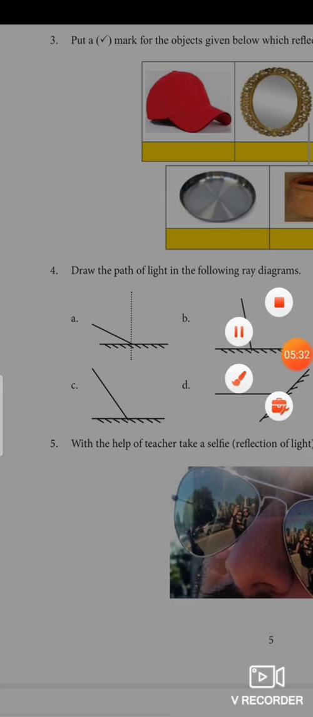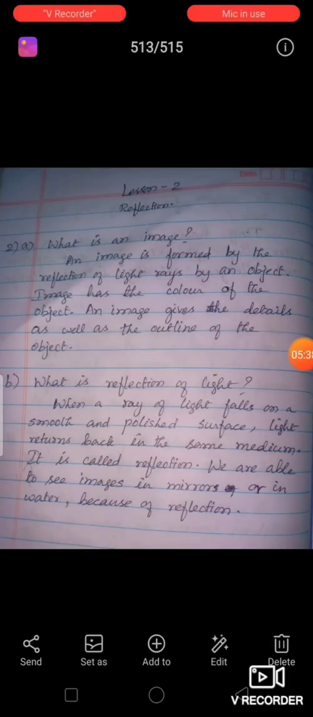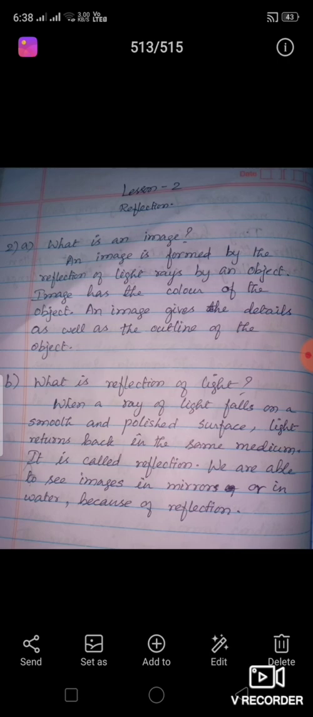So let's see the answer for the second question now. What is an image? In lesson 2, second question, answer for the second question. What is an image? An image is formed by the reflection of light rays by an object.